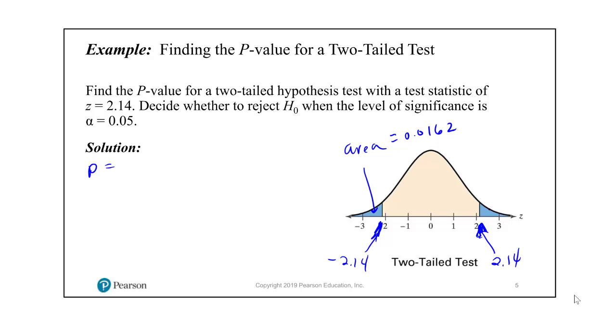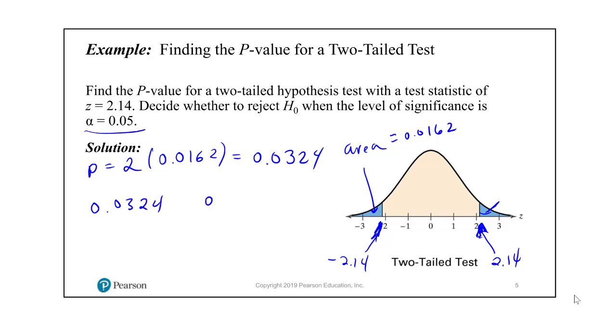But my p has to be twice that because I have both of these areas to account for, giving me 0.0324. All right, so 0.0324 I'm going to compare with alpha, which they've told me is 0.05. There's my p, there's my alpha. Compare them. Well, 0.0324 is less than 0.05. This would mean my decision is reject H0 because p was less than alpha.